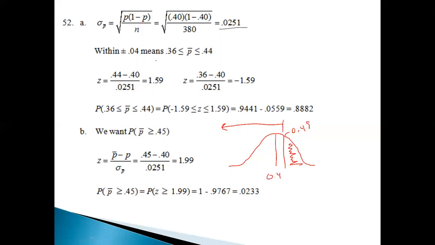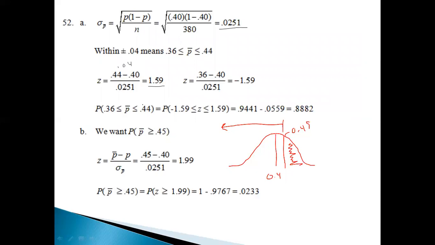0.0251, and we want it to be within 0.04. So again, we're just going to use the 0.04 up here, because we know that's going to be the answer, and then we just look at the plus and minus values and combine their z, and so that's going to be the 0.9441 and the 0.0559. Subtract those, and we get the probability of 0.8882. And that's what they did here, except they showed it longhand.